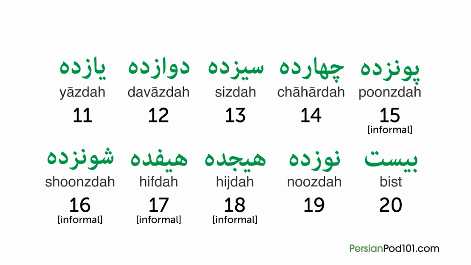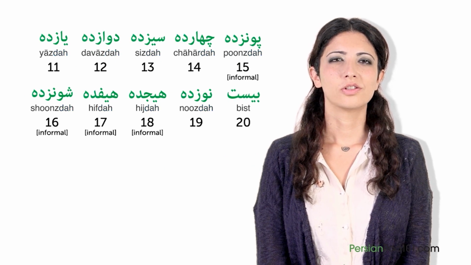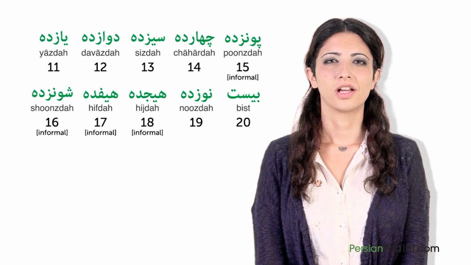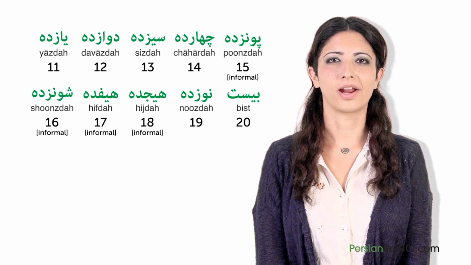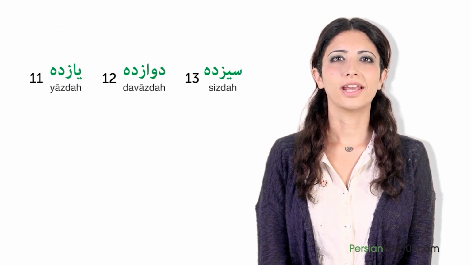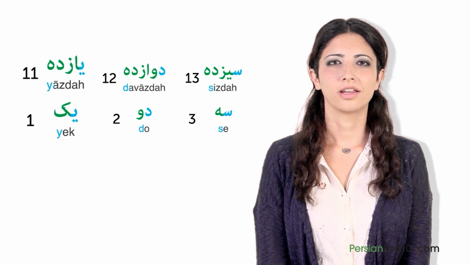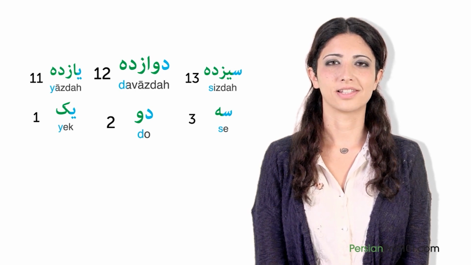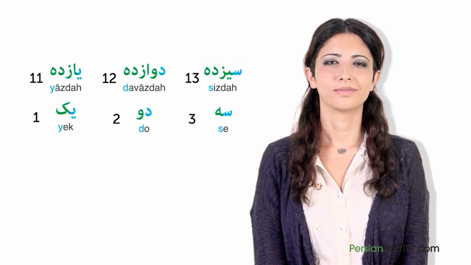Notice that all these numbers, except 20, have dah in the end. These numbers may seem harder to remember, so you really just have to memorize them. Some of them look a lot like their base numbers, like 14 and 4, but others you will have to memorize. Luckily, you can get a hint from the similarities of their first letter to their base numbers, like ye in yek and yazdah, d in do and davazdah, s in sizdah and se, and so on.